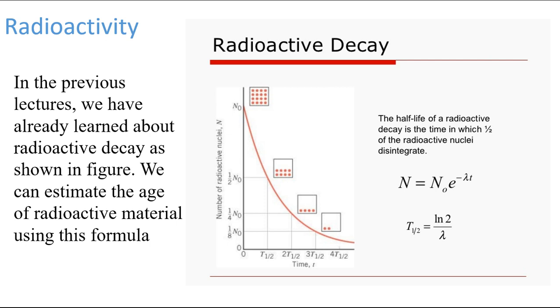In the previous lectures, we have already learned about radioactive decay, as shown in the figure. After the first half-life, half of the parent nuclei are converted into daughter nuclei, and in the second half-life you have half of the nuclei of the last one, and so on. On the right hand side, the radioactive decay law is shown, and also the half-life formula. We can estimate the age of the radioactive material using this simple formula.